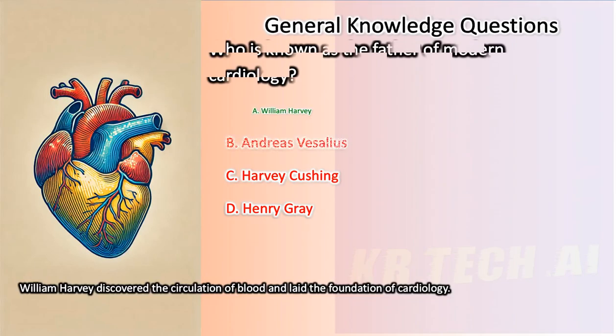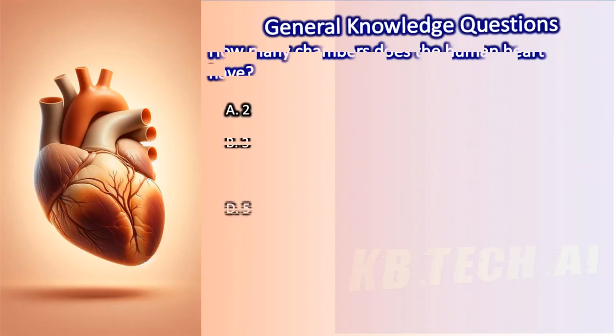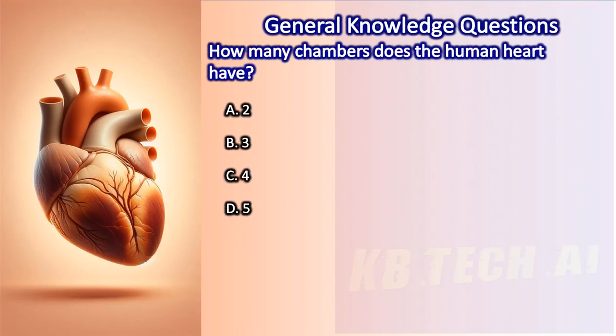The answer is Option 1. William Harvey. How many chambers does the human heart have? Option 1. 2. Option 2. 3. Option 3. 4. Option 4. 5.